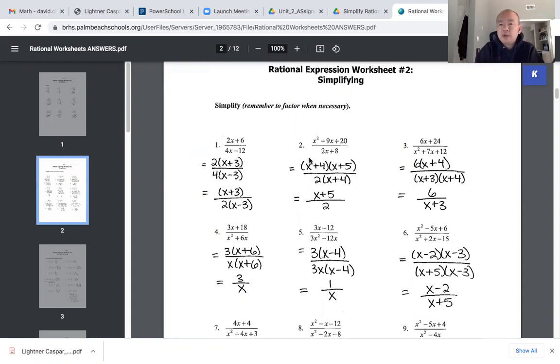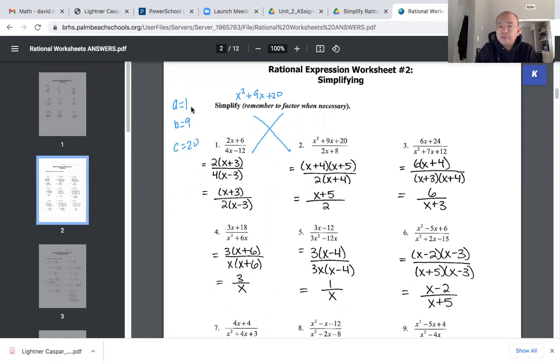Okay, so let's do number 2, for example. Number 2 is x squared plus 9x plus 20 over 2x plus 8. What I'm going to do is I'm going to use the X method here, okay? And the X method is, so it's x squared plus 9x plus 20. Please remember, review your factoring. That is huge here, okay? And remember, you have to take out the a, b, and c, okay? So the a is equal to 1, the b is equal to 9, and the c is equal to 20.